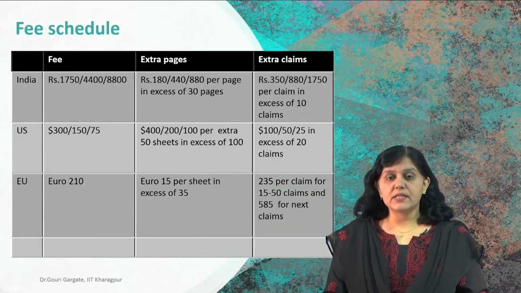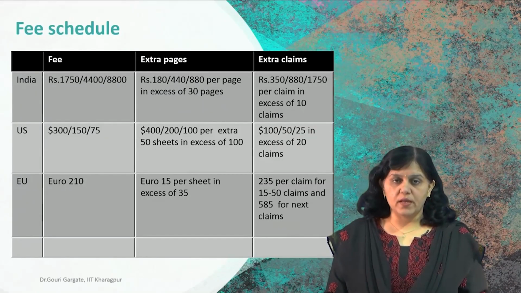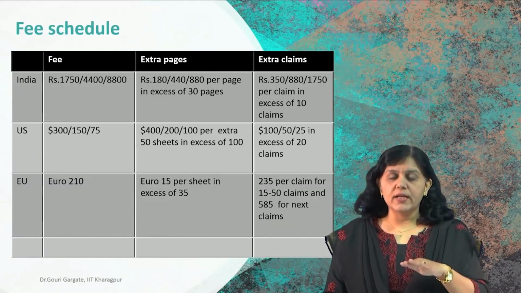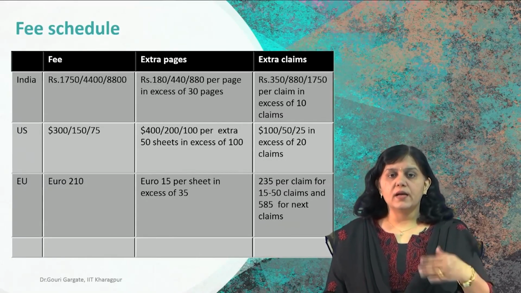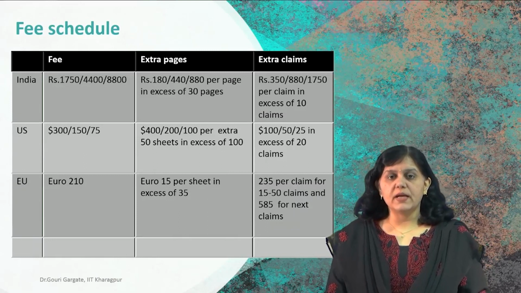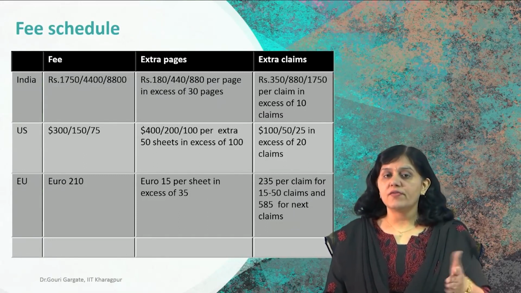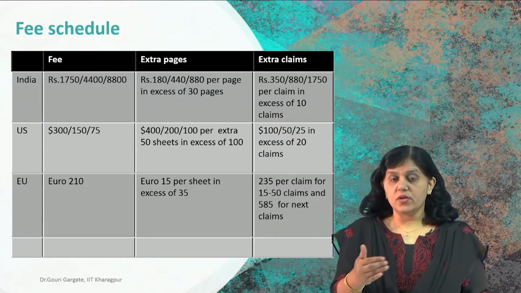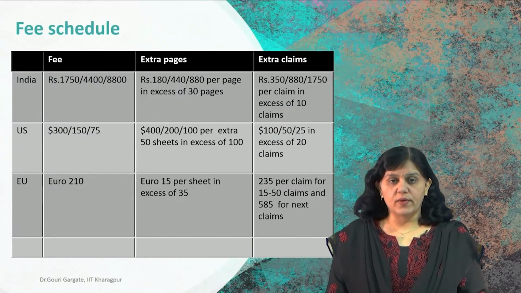In India, we have seen 10 claims is the normal limit, and in the USA, what is the condition? 20 claims is considered normal, and beyond that you have to pay $100, $50 and $25. That is what you have to give if your claims are more than 20.